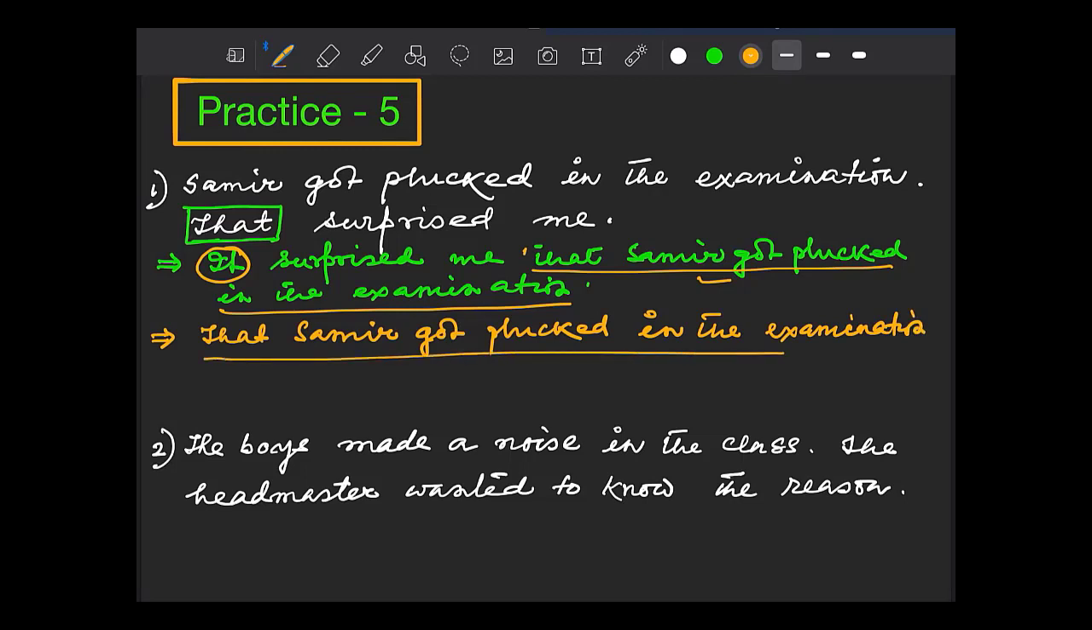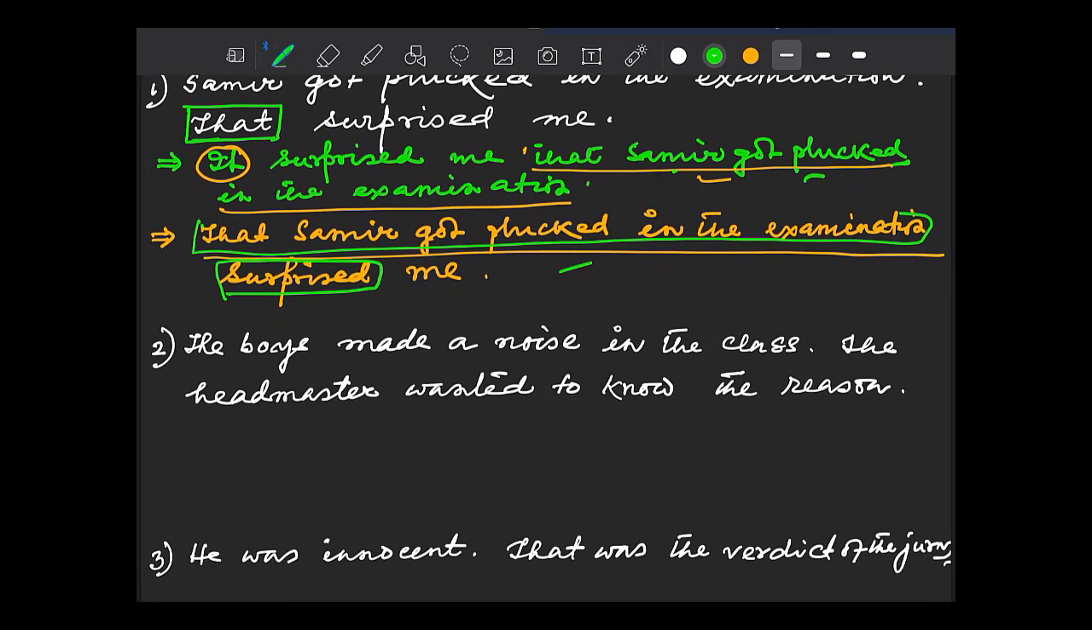This will be the subject. That Somir got plaqued in the examination surprised me. Surprised me, this is the verb. So the whole clause is the subject of this verb, surprised. Here it is the postponed subject, but here it is the real subject.